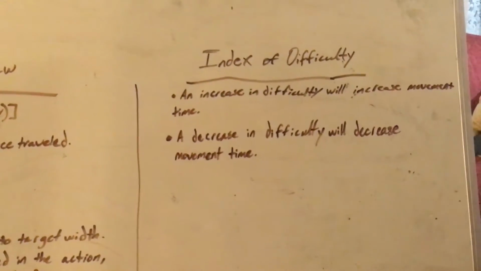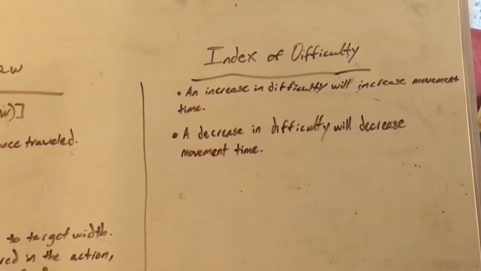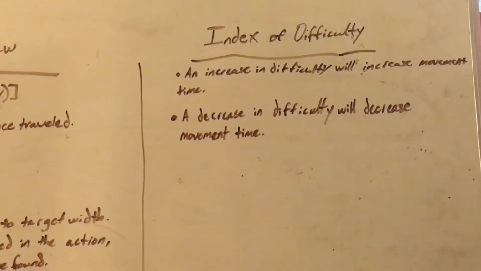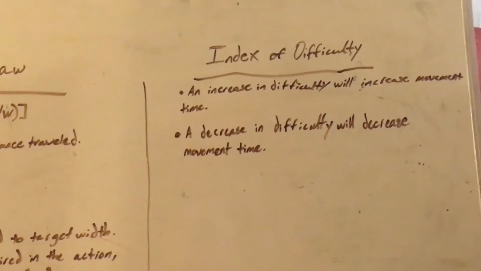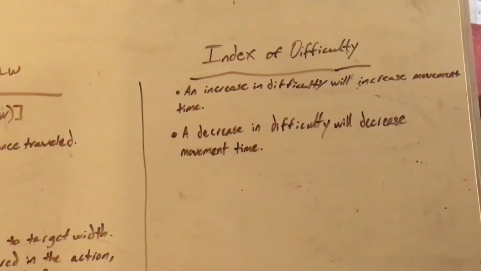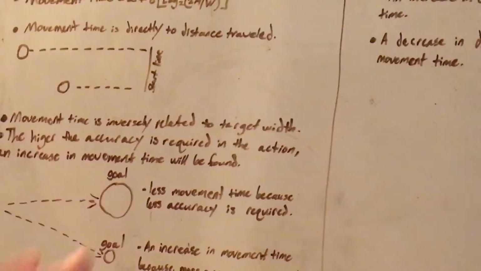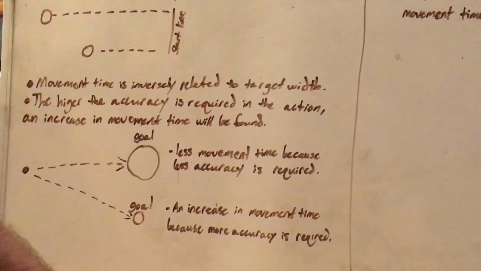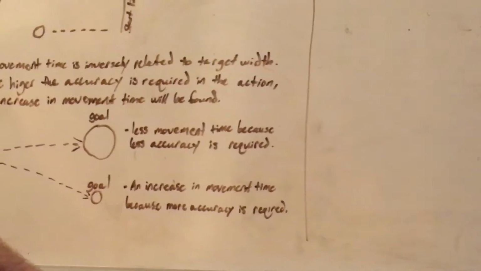And then we have index of difficulty, where an increase in difficulty will increase movement time. So the harder the objective is, the more time that will come with it to complete it. A decrease in difficulty will decrease movement time. As in, going back to the goal, it's a much bigger goal, which means less accuracy, which means it should be easier to make it in there and should take less time.